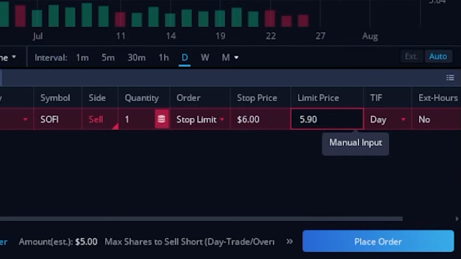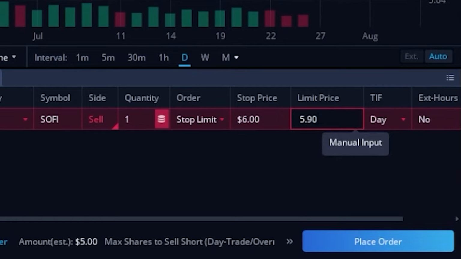Now the major downside with this type of order is the fact that this trade might not ever fill. SoFi might not ever go back above $5.90 again, in which case I'm holding these shares forever and I'm losing money as it continues to go down. But if you guys are comfortable holding those shares if that were to ever happen, then this might be the order type for you. Neither the stop order or the stop limit order is ever going to be perfect since we don't know what's going to happen next, but that's how they work.